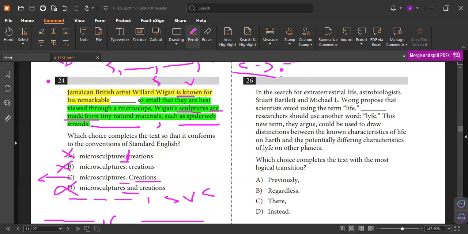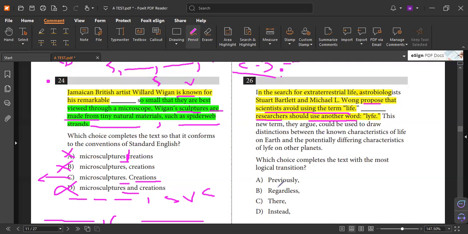Let me help you. Number one, A. So you think it's A, but let's prove why. Now, where are the two ideas that I should focus on? The preface sentence, this part, full stop, and then the new one, this one. At least this means focus. So he said here, they propose that scientists avoid using the term life, and researchers should use another word. So instead of using this word, use this word.